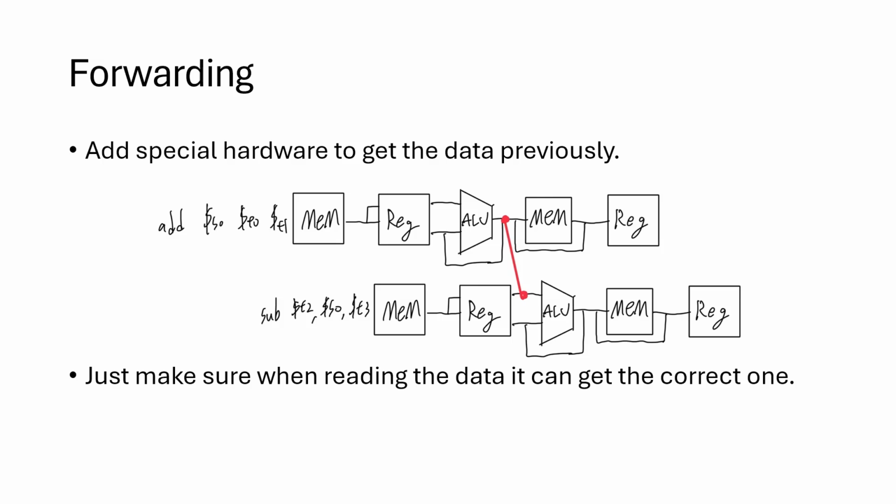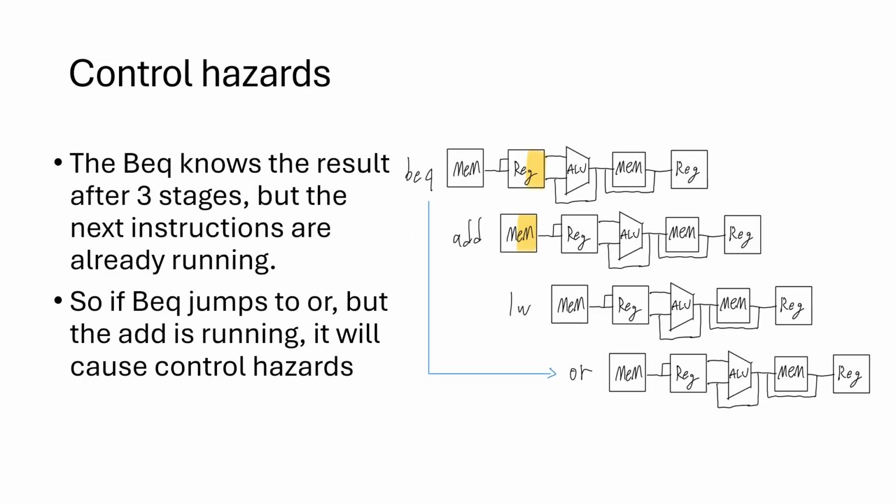And then is the control hazard. We can see the picture. The BEQ doesn't know the result until stage 3, but the next instructions are already running. So if the BEQ wants to jump to instruction 4, we have already wasted the time and resources to run instruction 2 and instruction 3. So it will cause a control hazard. And we will talk about this in the next lecture.